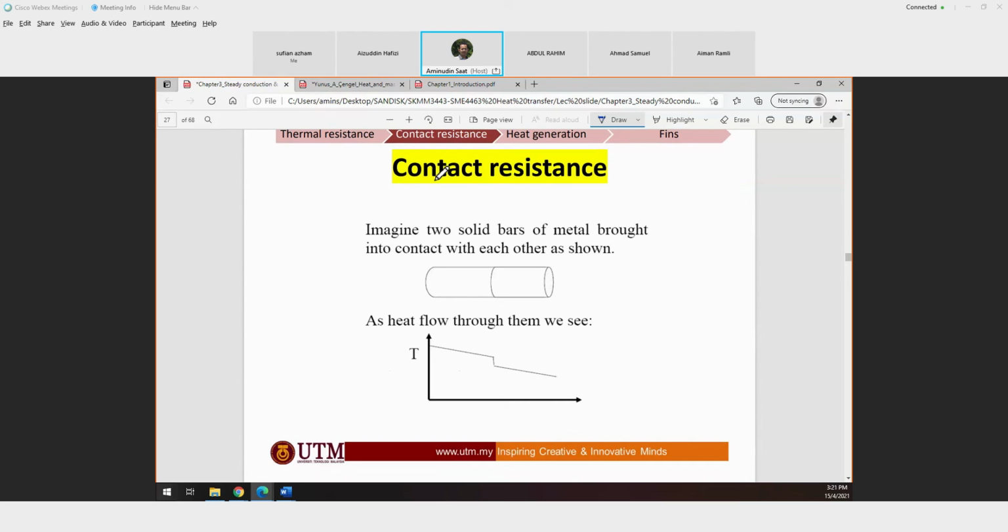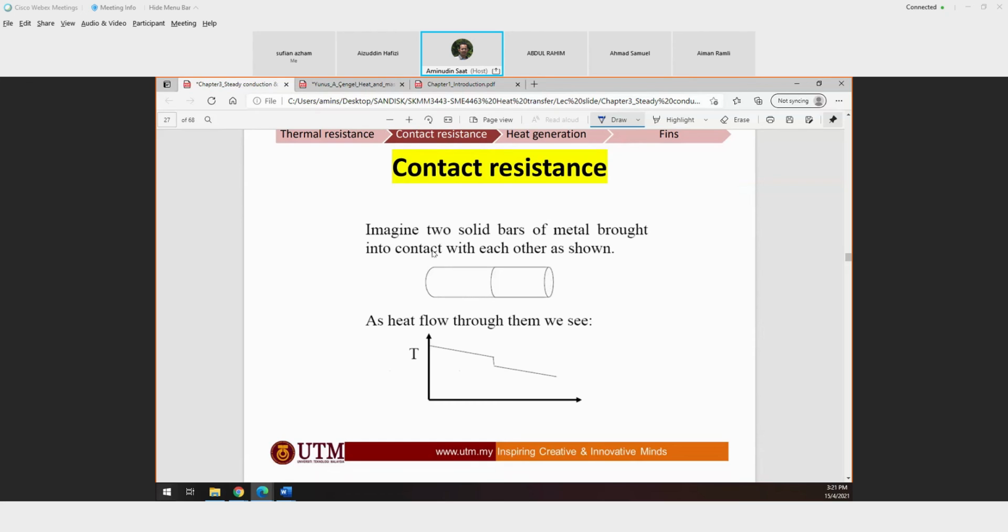So what is the contact resistance? Contact resistance is whenever you are combining two solid objects, two solid metals or non-metals, and there is some contact resistance between these two objects.